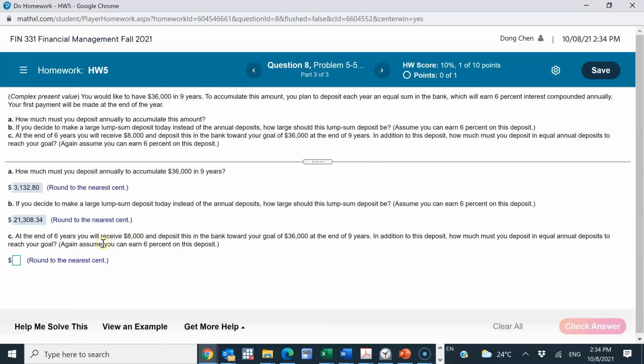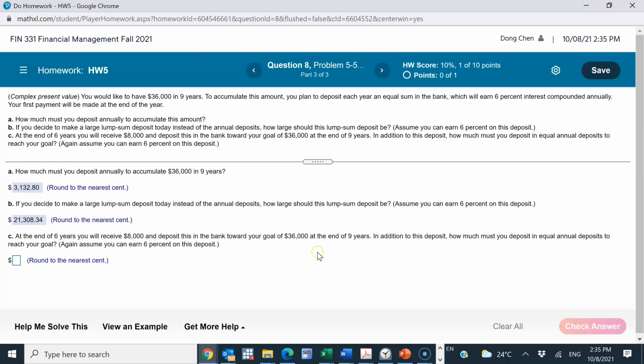At the end of 6 years, you will receive $8,000 and deposit this in the bank toward your goal of $36,000 at the end of 9 years. In addition to this deposit, how much must you deposit in equal annual deposits to reach your goal? So the question is asking the same as part A. It's asking for basically the annuity payment.